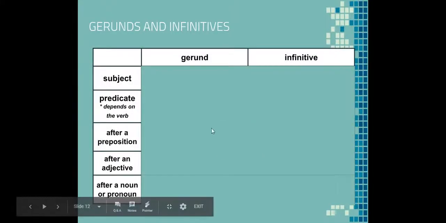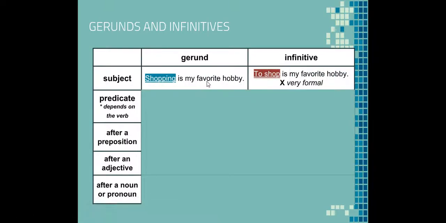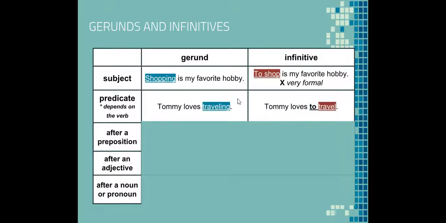So I know that was a lot. So here is a quick summary. In the subject position, you can use either the gerund or the infinitive. Shopping is my favorite hobby. To shop is my favorite hobby. But we usually use the gerund because the infinitive feels formal. In the predicate, it depends on the word, right? Some words only take gerunds. Some words only take infinitives. Some words like love take both. Some words like stop take both, but change with ing and to.